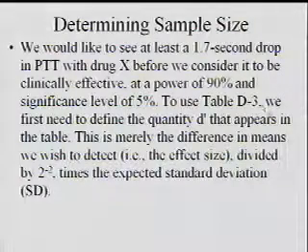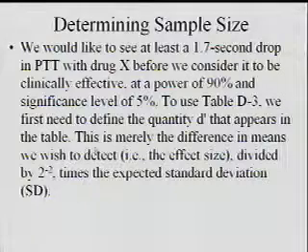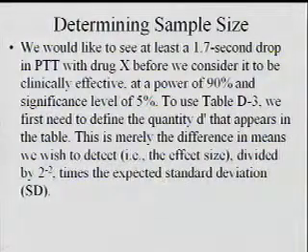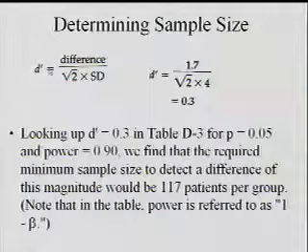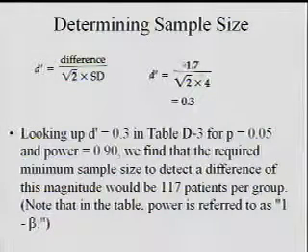To use table D3 from the source, you'll see that in a moment, we first need to define the quantity D prime that appears in the table. This is merely the difference in the means we wish to detect, the effect size, divided by 2 to the negative 2 power times, let's just look at the formula. D prime equals the difference in the means over the square root of 2 times the standard deviation. Here's what we got, the effect size of 1.7 seconds, right?